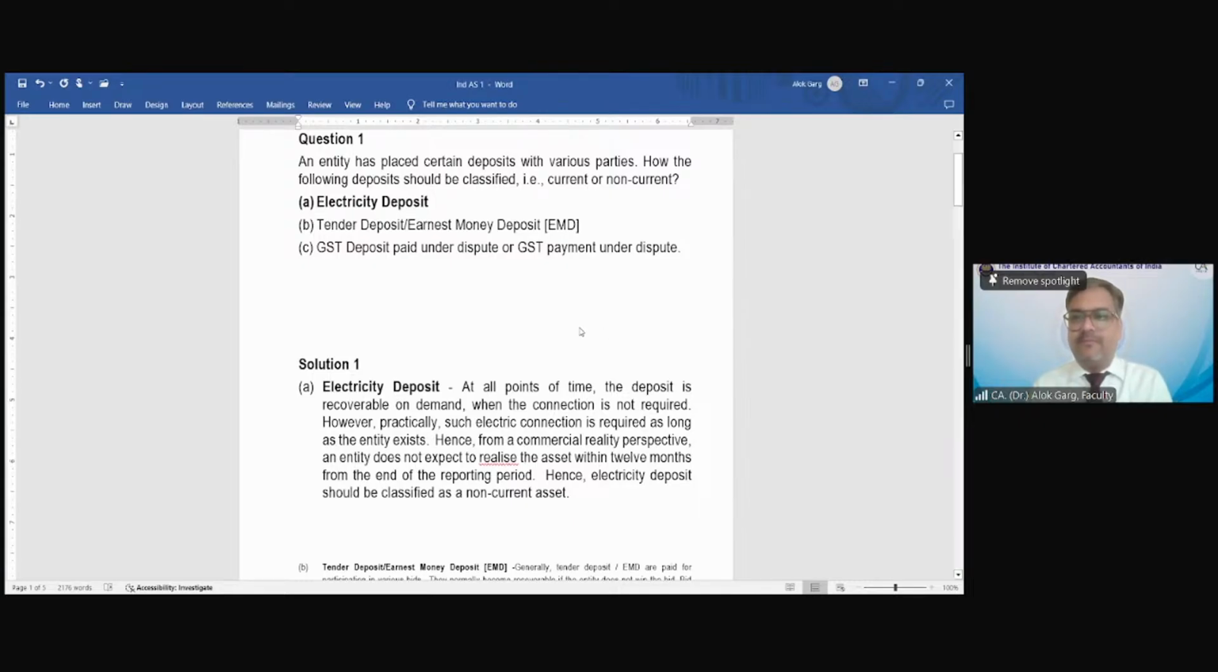It is current if it is refundable within a period of 12 months. If it is non-current, in case we won the tender and they refund or release or adjust after a year.